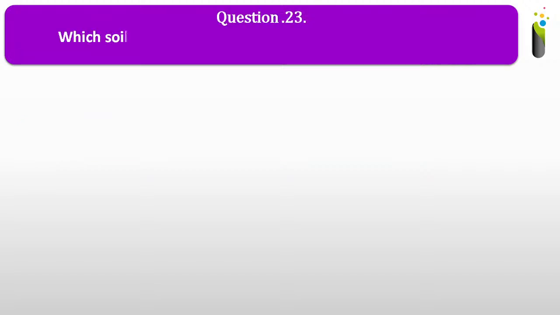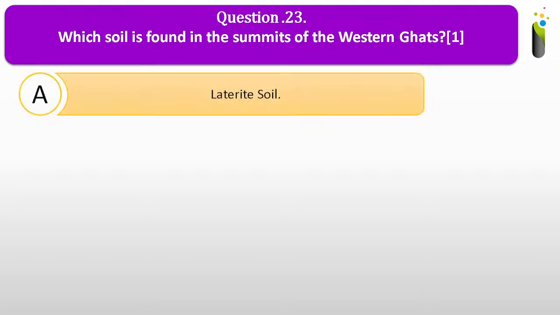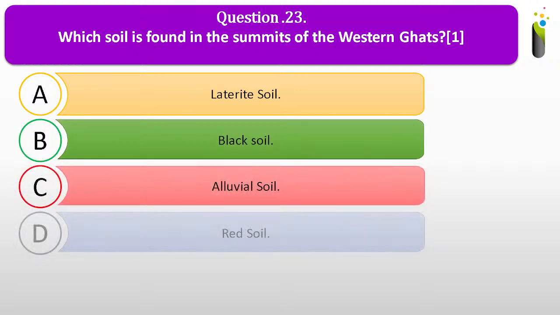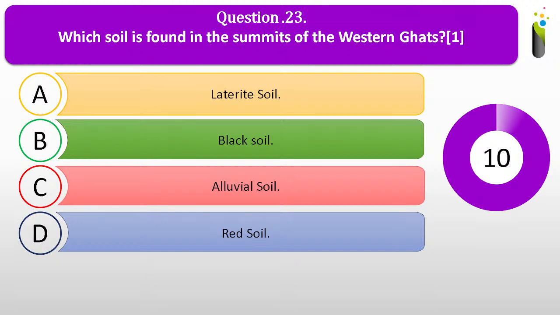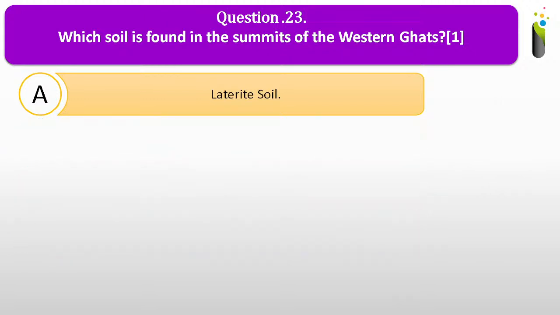Going to the next question, number 23. Which soil is found in the summits of the Western Ghats? A. Laterite soil. B. Black soil. C. Alluvial soil. D. Red soil. And the correct answer for this question is A. Laterite soil. So the soil that is found in the summits of the Western Ghats is laterite soil.